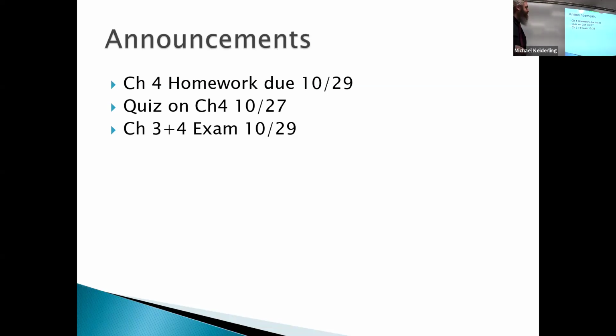So, the chapter 4 homework will be due on the 29th. The quiz will be on the 27th. That's not next week, it's the week after. That's because David's going to be on the 29th. The exam for chapters 3 and 4 will be on the 29th as well. So you have a bit longer for that material. You can see this all in the schedule on Blackboard.